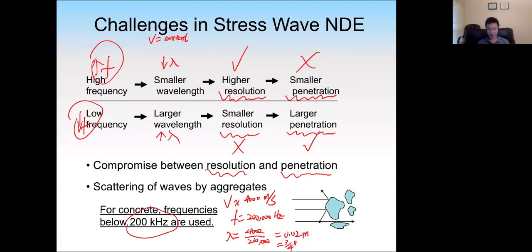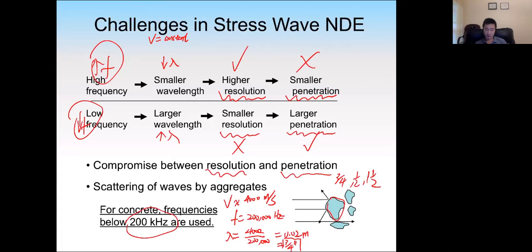Okay, so 0.02 meter is about 3/4 of an inch. All right, so 3/4 of an inch is about the size of the coarse aggregate in concrete. Okay, remember the coarse aggregate is around 3/4 inch or half inch. Sometimes it is 1/2 inch.